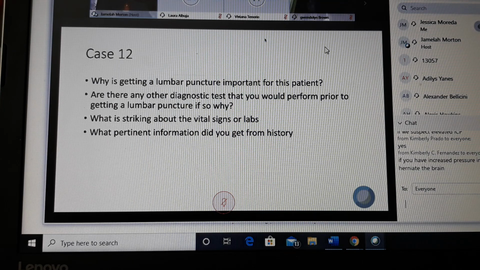Someone with significant cerebral edema, you want to hesitate at doing that lumbar puncture because you can actually cause the brain, the structures of the brain, to herniate.